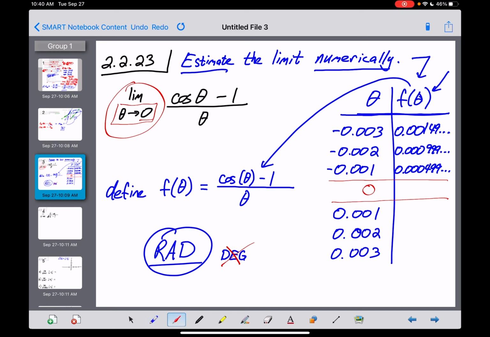So, is this enough to get a sense here? As we read this table, as theta is approaching 0 from the left, our y value certainly seems to be approaching, I think, 0 as well.